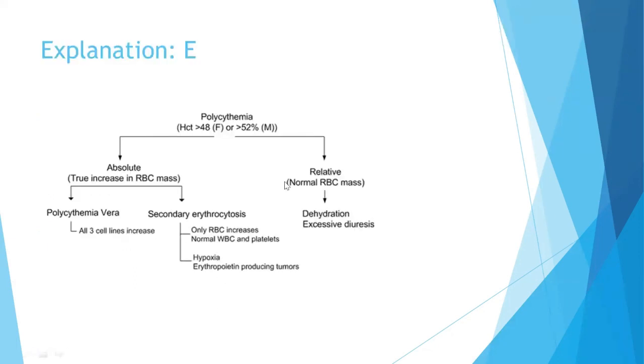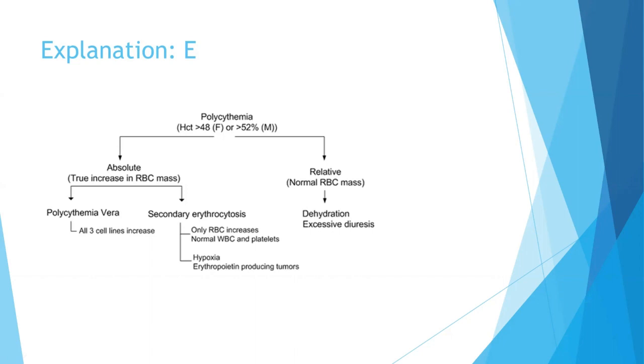Whenever we talk about polycythemia, it is when the hematocrit level is more than 48% in case of females and more than 52% in case of males. And whenever we talk about polycythemia, it is generally absolute polycythemia or relative polycythemia. The relative polycythemia is when there is normal RBC mass in case of dehydration and excessive diuresis. But the absolute polycythemia is when there is a true increase in the RBC mass.